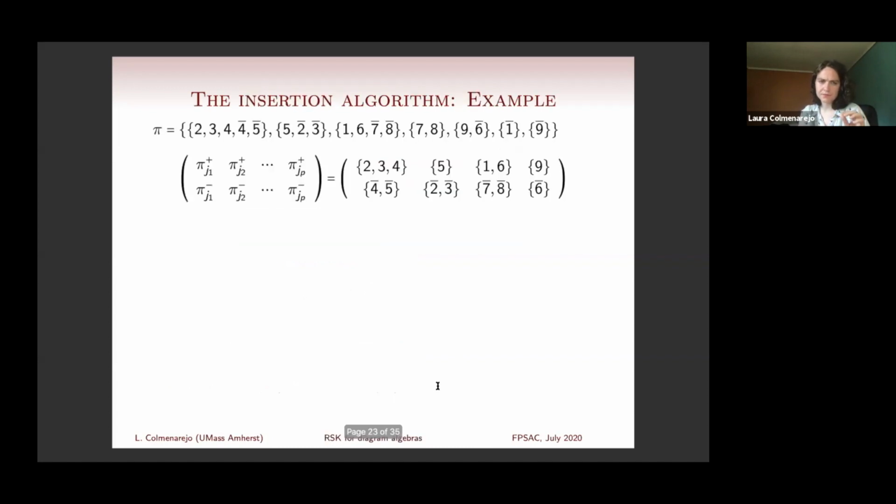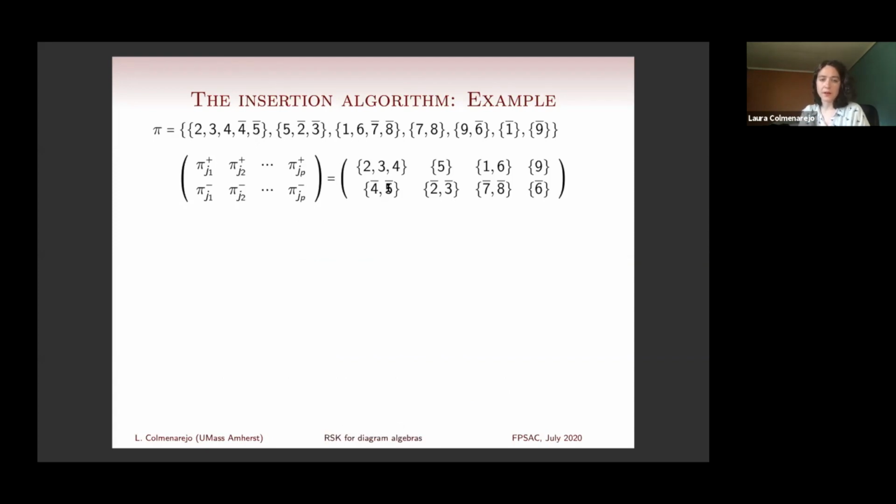It may look a little bit confusing at the beginning, so let me show you an example. This is a larger example compared to the one that I had at the beginning, but it shows the algorithm very nicely. So I have here the propagating blocks. So I have 2, 3, 4, and 4 bar, 5 bar.